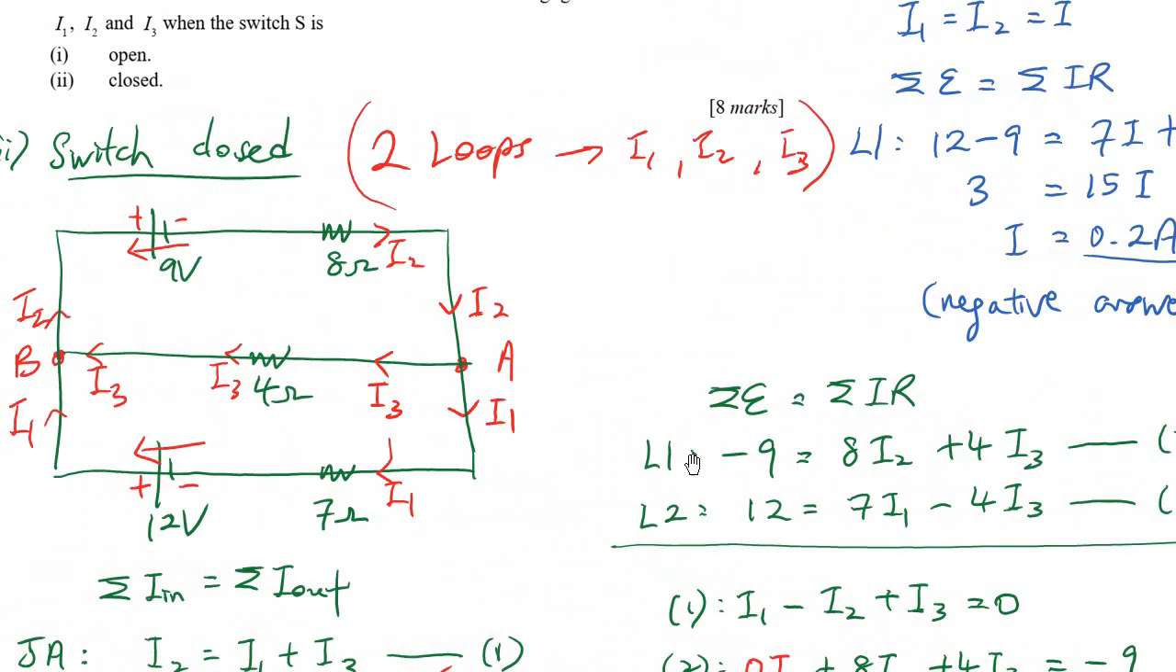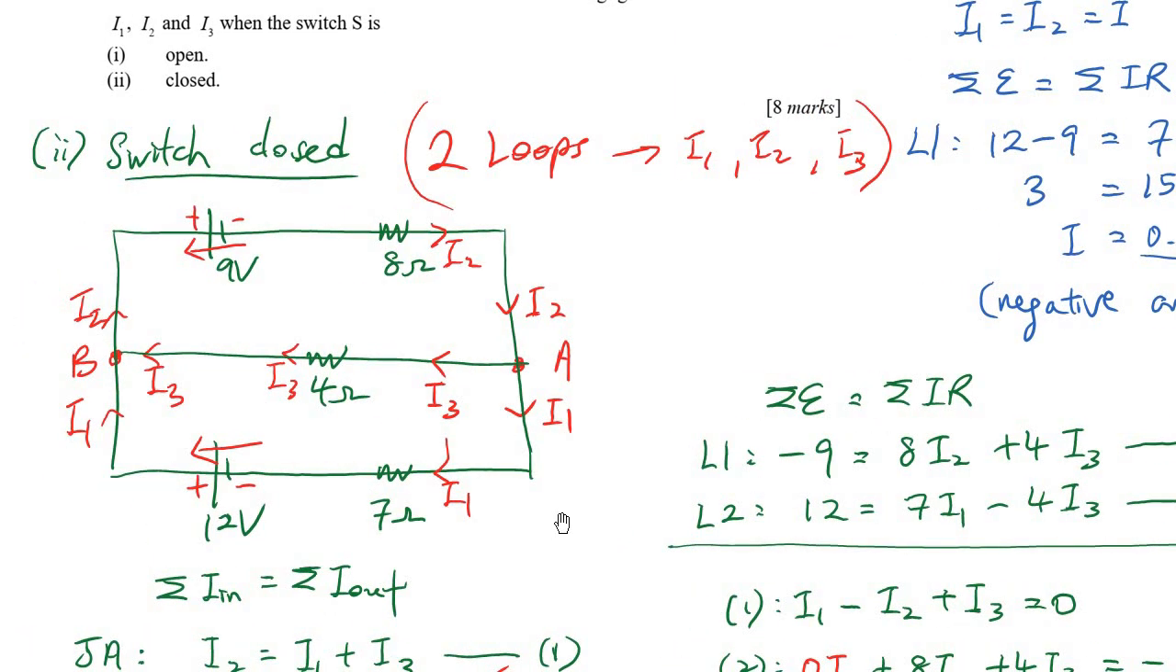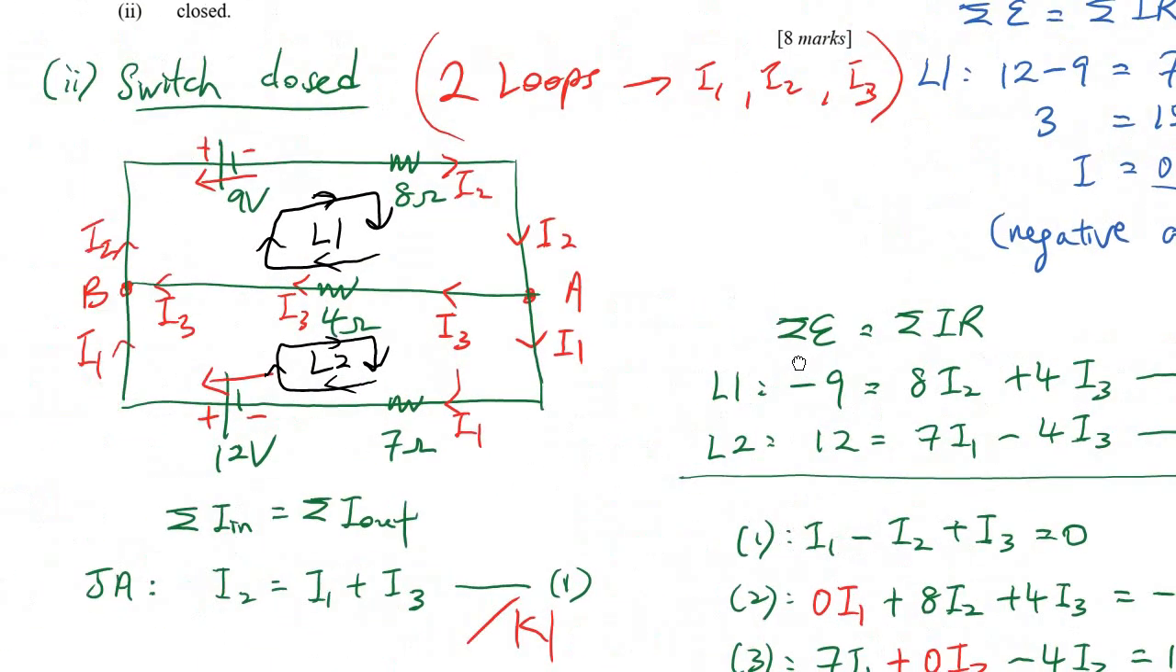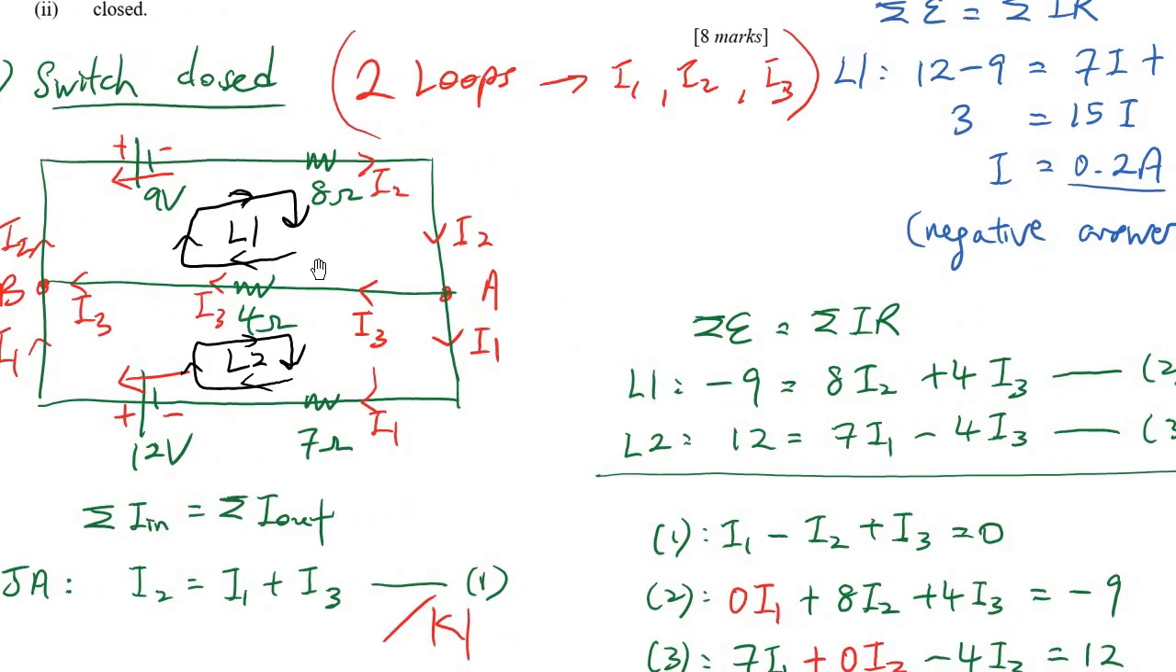So we choose two loops. Let's say the first loop we choose here, clockwise, loop 1, and then this is loop 2. We choose this direction. Both loops we choose clockwise. Now let's look at loop 1.